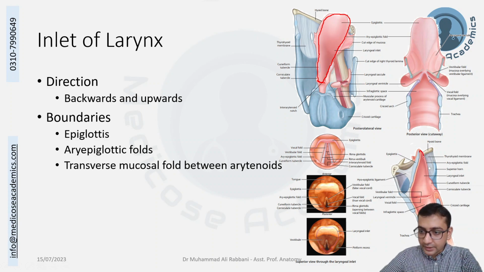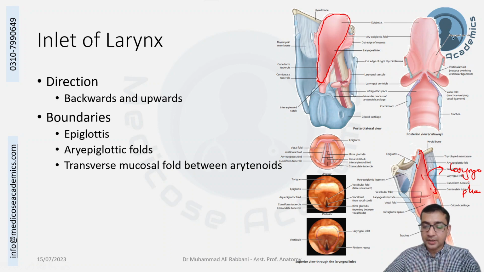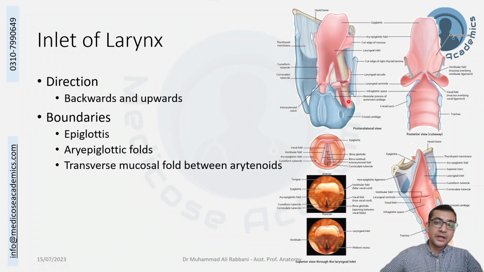It is in a more vertical position than a horizontal position, and it communicates backwards with the laryngopharynx. Anteriorly, it is made up of the epiglottis. On the sides are the aryepiglottic folds, and on the back there is a fold running between the two arytenoid cartilages, known as the transverse fold between the arytenoids. So this is the inlet of the larynx.